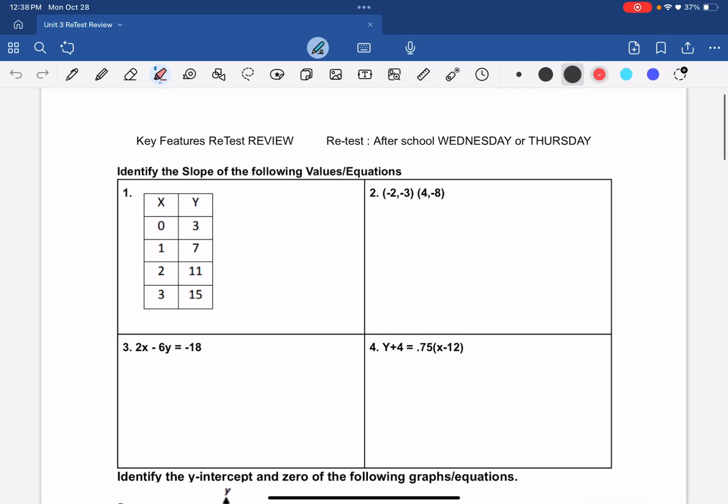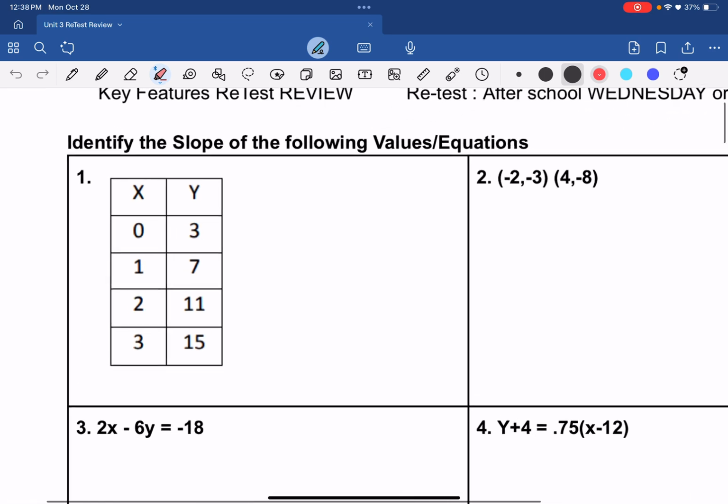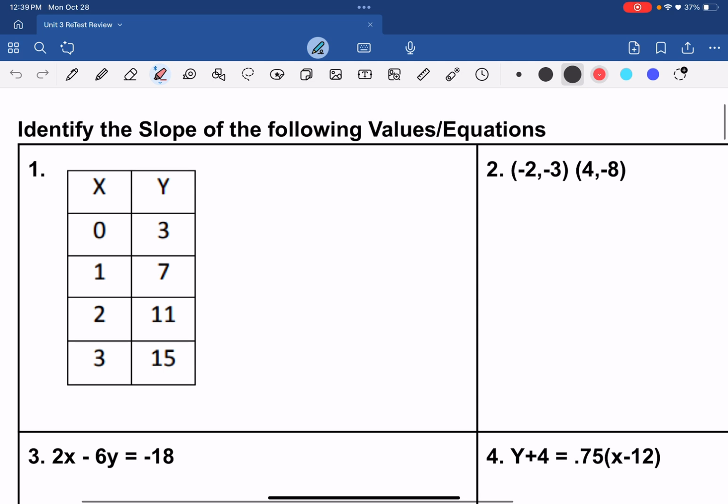All right, hey guys, this is going to be the key features retest review. I'll go over it quickly, but it's really just being able to identify the slope and y-intercepts and zeros of different functions. Identify the slope of the following values and equations.